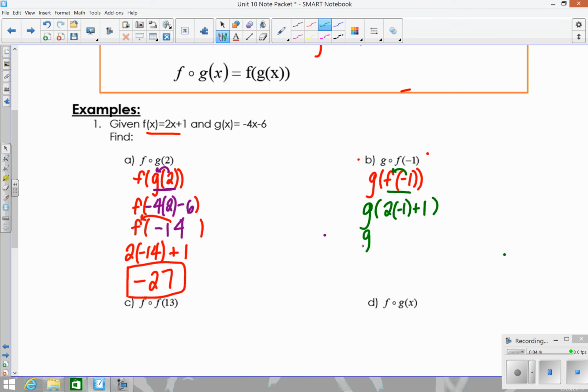So we evaluate that, and we get -1. So now I'm finding g of -1 because -1 is the result. It just so happens that it was the same number, but -1 is the result of f of -1. So now you're going to take -1 and plug it into function g. So we have -4 times -1 minus 6, we get -2.